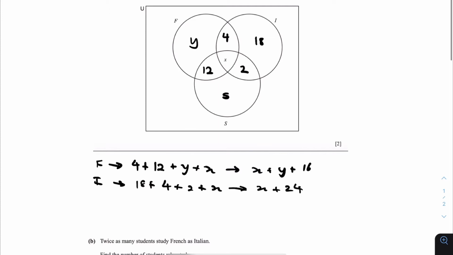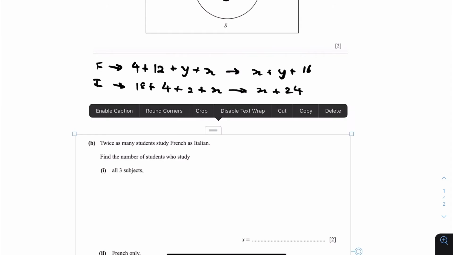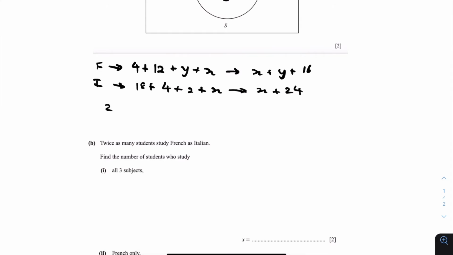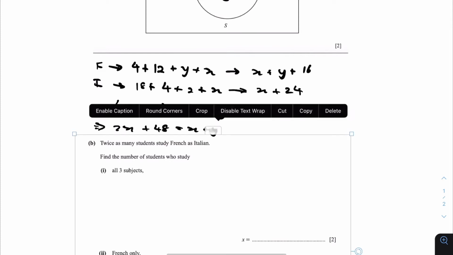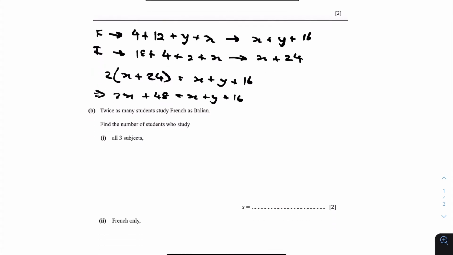And knowing that twice as many students study French as Italian, it would be 2 times the number of people studying Italian, which is equal to the number of students studying French. And we get 2x plus 48 equals x plus y plus 16. If we bring x and the 16 to the left-hand side, we get x plus 32 is equal to y, which should be helpful later on.